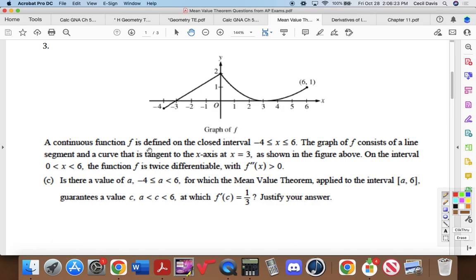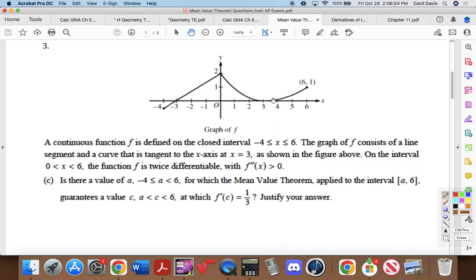So we have a continuous function f that's defined on the closed interval from -4 to 6. So this function is continuous on the entire interval. The graph of f consists of a line segment and a curve that is tangent to the x-axis at x equals 3 as shown in the figure above. On the interval between 0 and 6, the function is twice differentiable, where the second derivative is always positive.